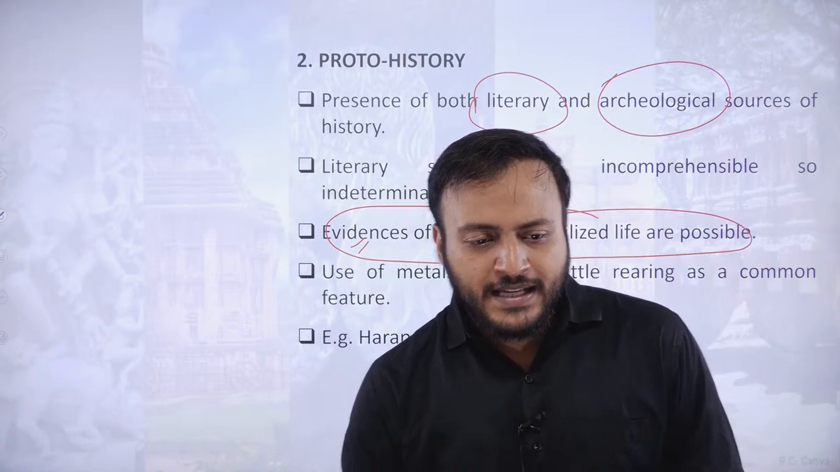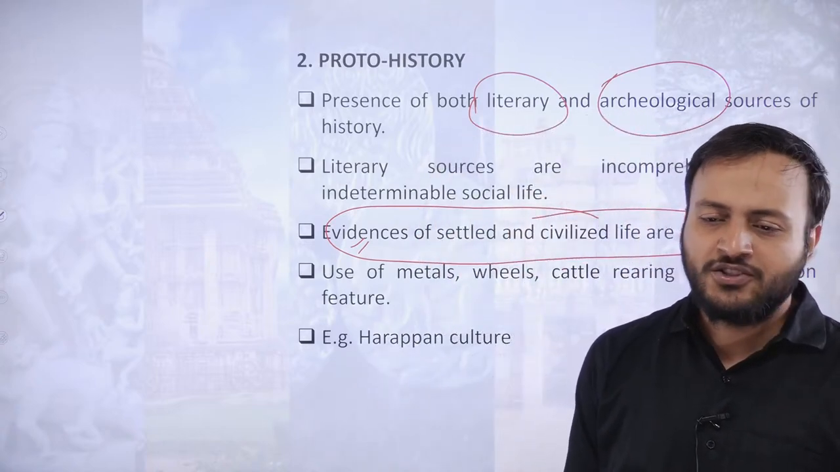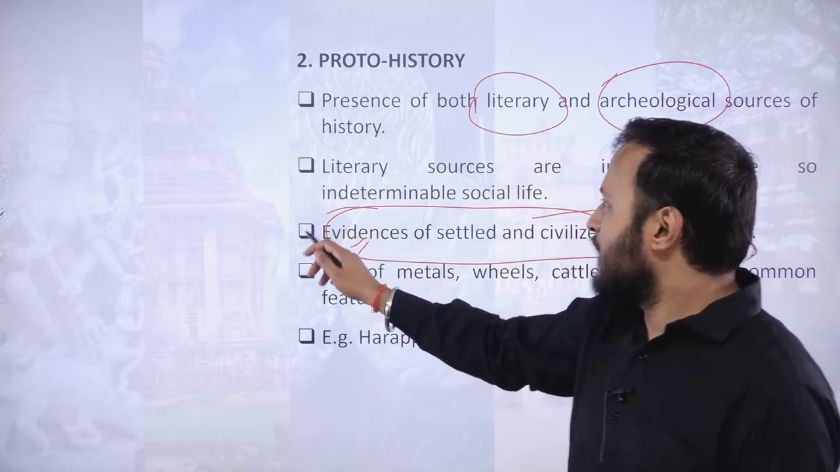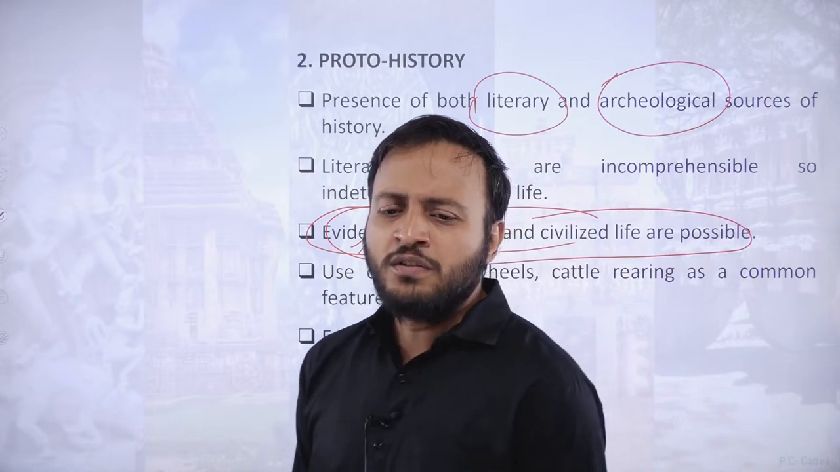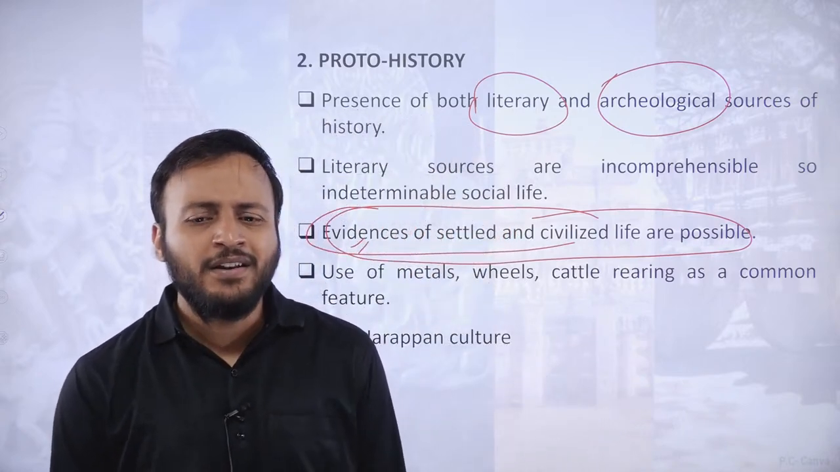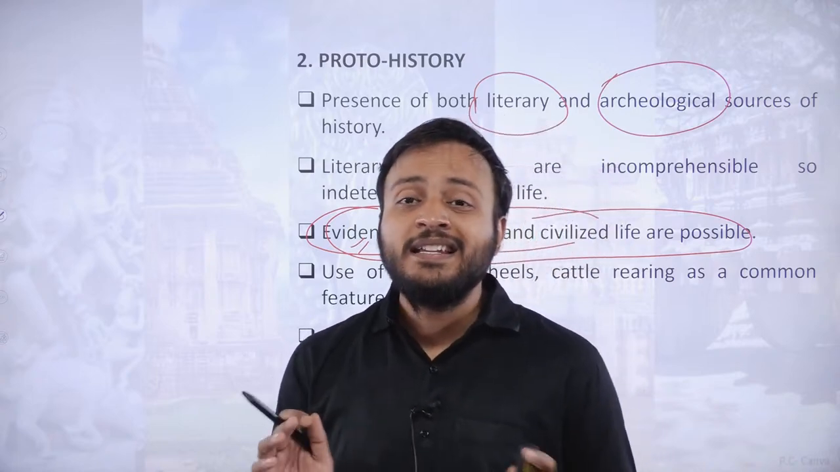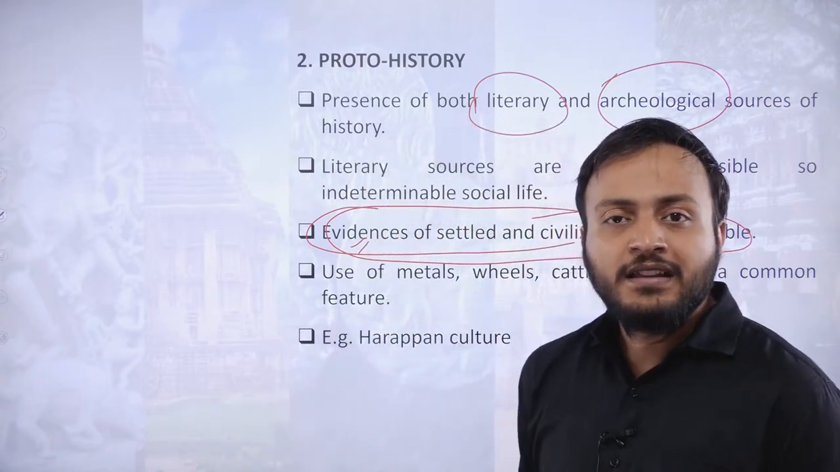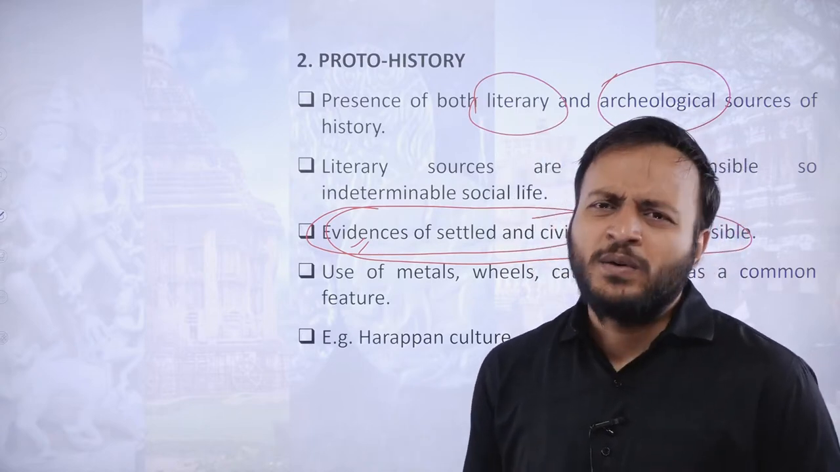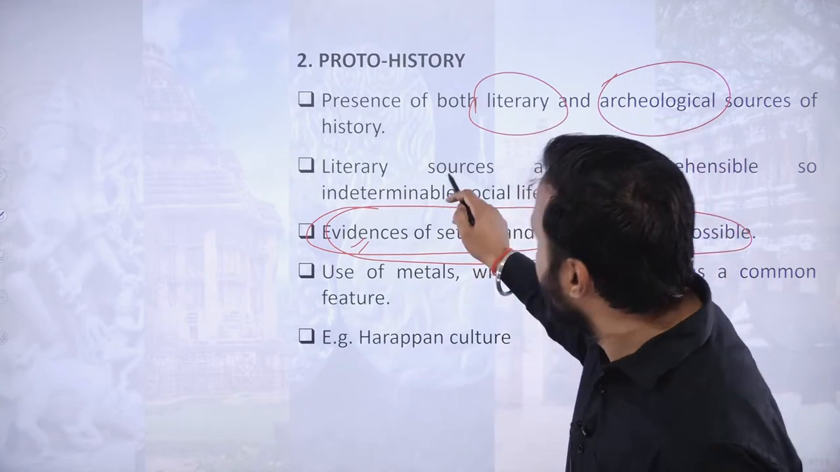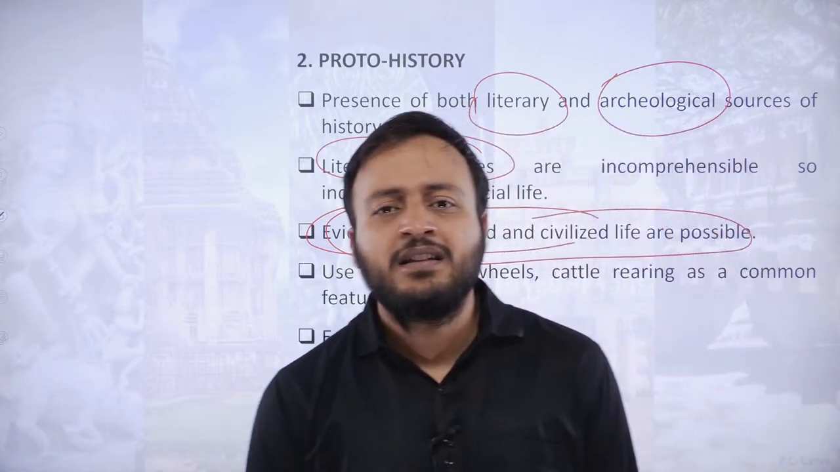Right, everyone? Yes, Anjali, not mugging up, but completely understanding the book is very essential. If we talk about the use of metal, the use of stones or animal husbandry, all these things are present. These things indicate that this phase of history was developed, but we are unable to understand the development because of our inability to understand the literary sources.